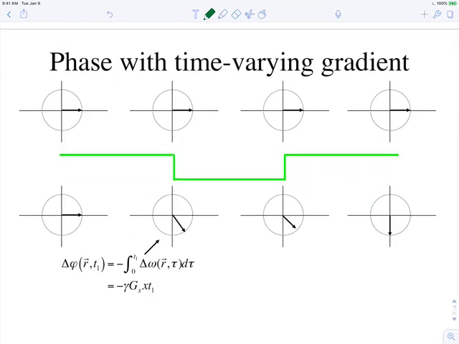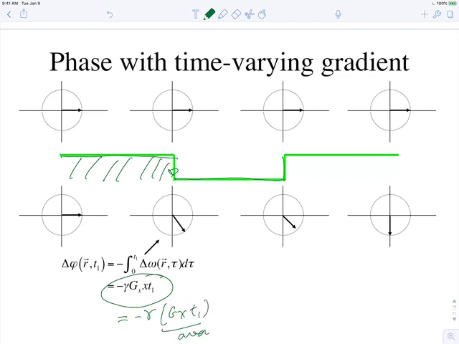The more interesting case is what happens if I have a gradient, then I turn it off and keep it off for some amount of time, and then I turn it back on again. This is what you're going to see much more in MR, where we're turning gradients on and off all the time. So the question is, what happens then? This is the same as we had before. This area here is the gx times t1, which is equal to minus gamma gx t1 as my area, and there's an x term out here. So what happens when I turn off the gradient here?